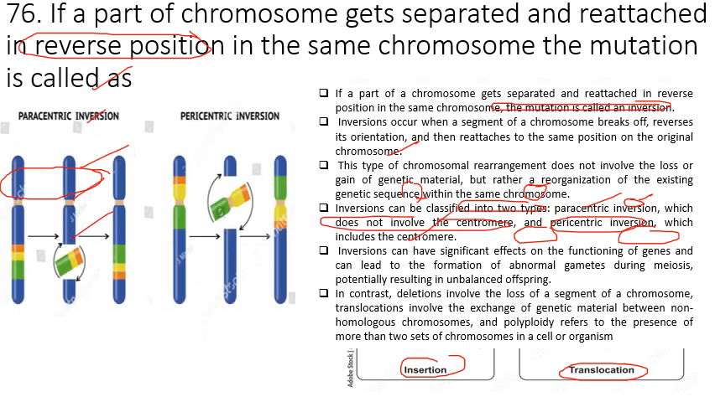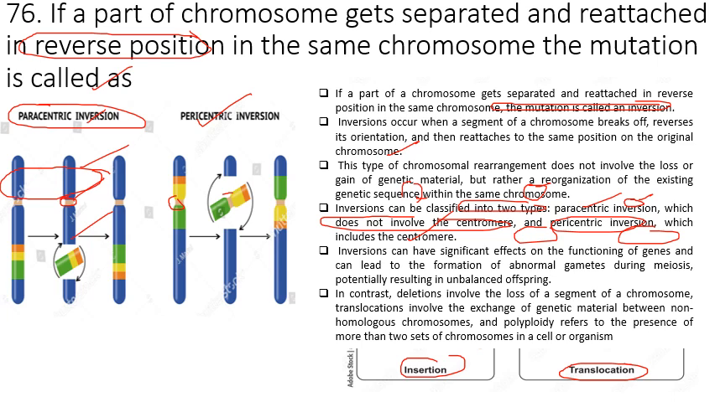So the inversion in which the centromere is not involved is called paracentric inversion. This is the centromere, so this is not involved. If this centromere is involved, then this is called pericentric inversion.